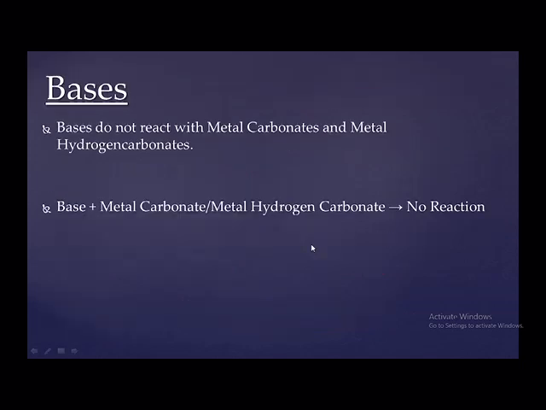In the case of bases, bases do not react with metal carbonates and metal hydrogen carbonates. There is no reaction of the bases with the metal carbonate and metal hydrogen carbonate.